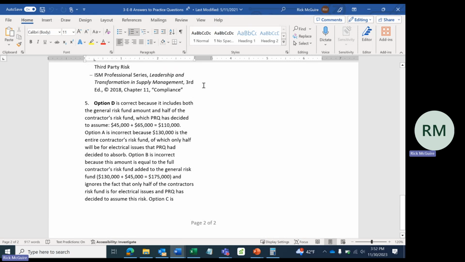Then 5 is Delta. Is an interesting little math problem. Includes both the general risk fund amount, which is $45,000, and half of the contractor's risk fund for which PQRs assume. So half of the contractor's risk fund of 130 is 65. And then the general risk fund, which can also be used for electrical issues, is 45, total of 110.